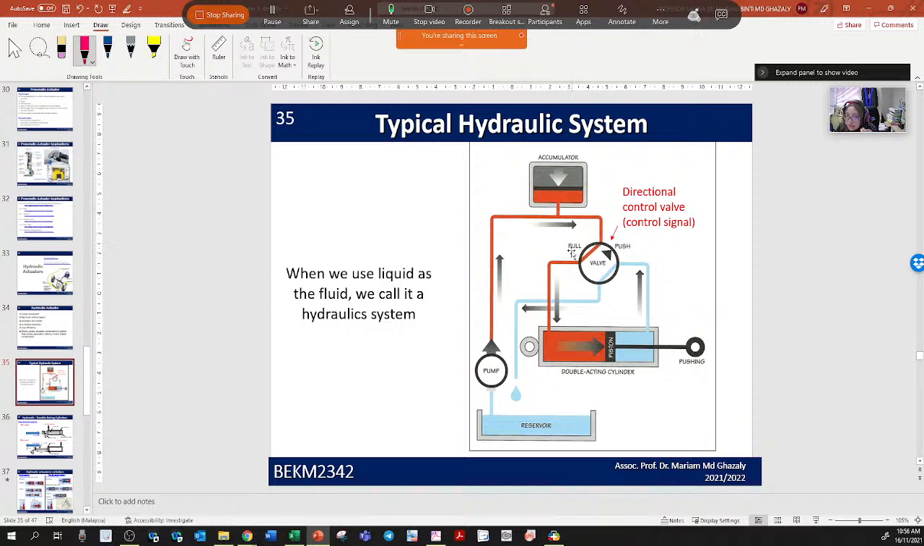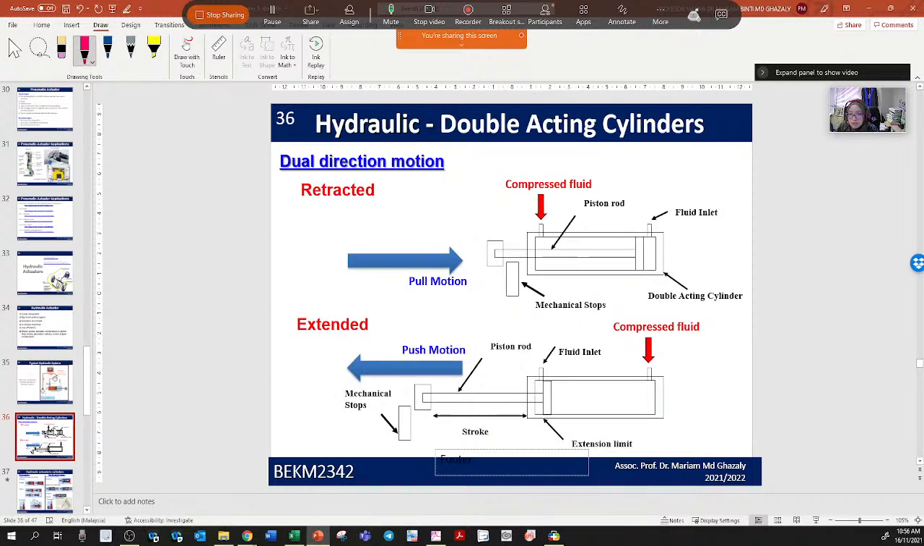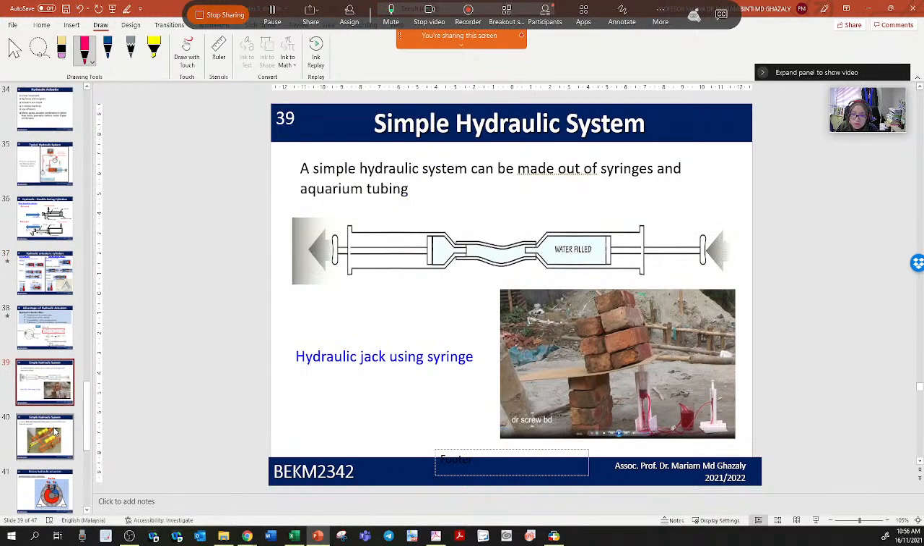And next you go to the valve. The control valve basically controls the position that gives the compressed liquid to the left or right piston. So basically it's the same concept as a pneumatic actuator. So just go through this.